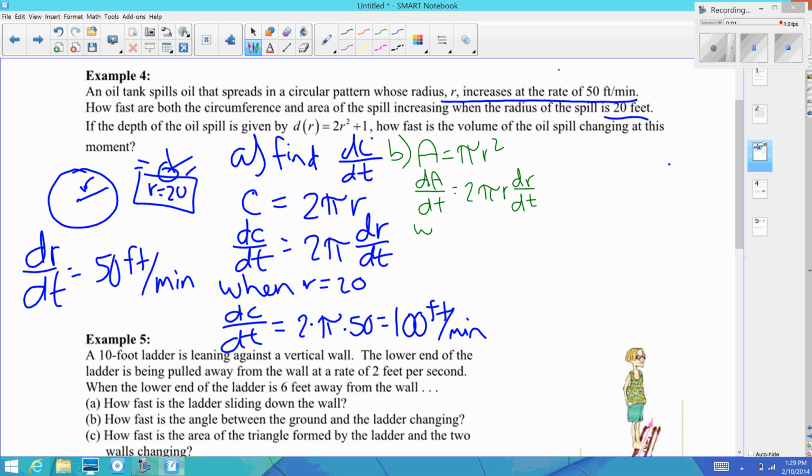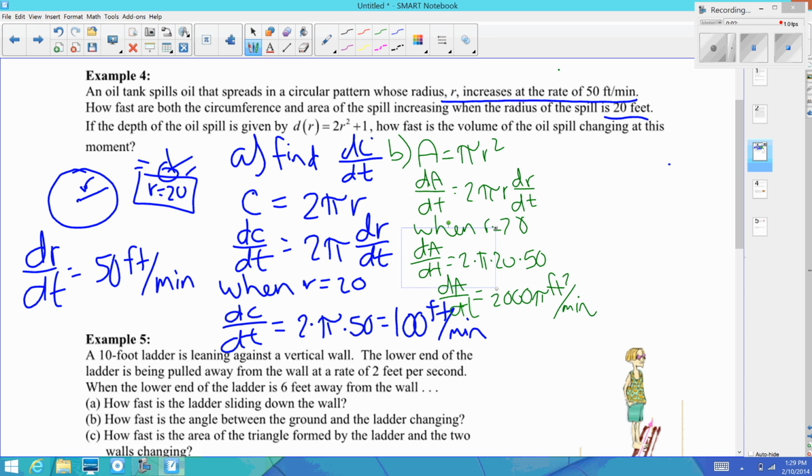So when r equals 20, dA/dt equals 2 times pi times r times dr/dt, which is 50. So this would give us dA/dt. How fast is the area changing? And what would that be? 2,000 pi square feet per minute. So the area is increasing at a rate of 2,000 times pi square feet per minute.